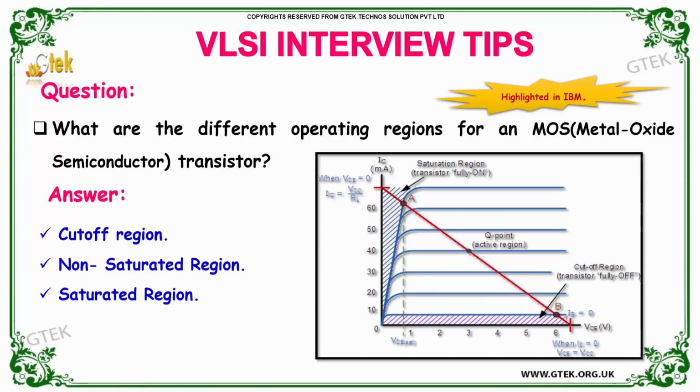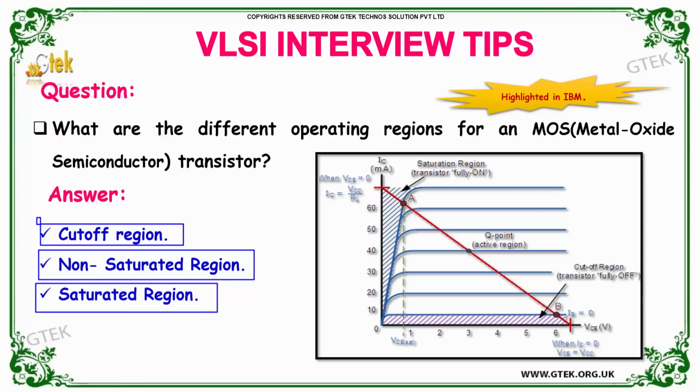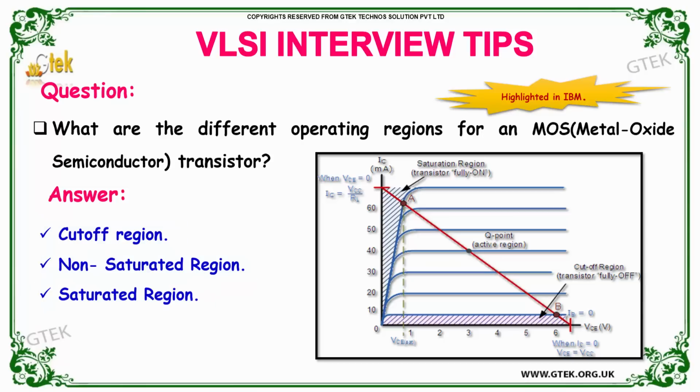Here we have the next question, which is highlighted and asked in interviews of IBM. What are the different operating regions for a metal oxide semiconductor transistor? So the different operating regions are cutoff region, non-saturated region and the saturated region.